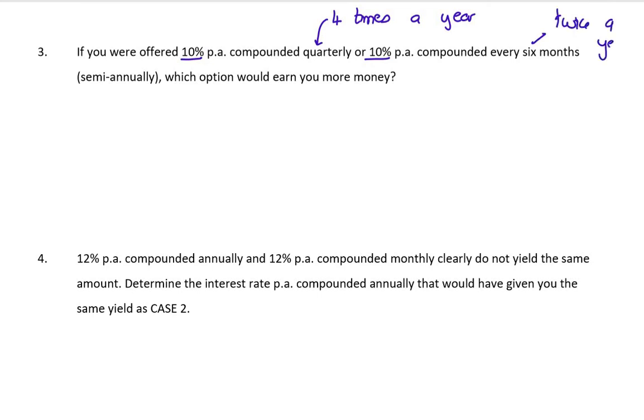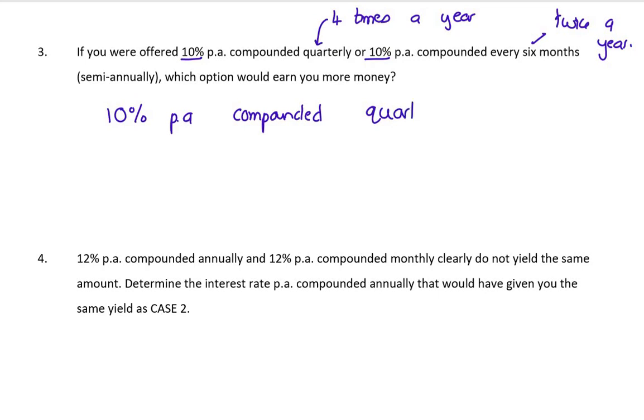Now, which one's better? It's always better to get interest more often, because then you get interest on interest. Ultimately, you're still going to get 10% in a way, but you're going to get 10% in 4 pieces. So that would be 2.5% each time. Or you could get 5% twice. But 2.5% 4 times is far better, because you will be getting interest on interest 4 times. So the more often you compound, the better. So 10% per annum compounded quarterly.